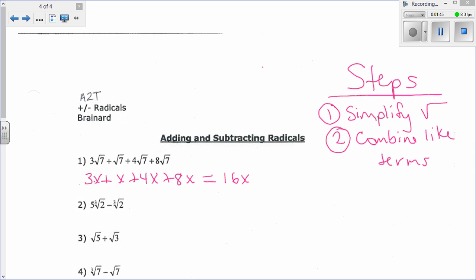So if I go back to the original problem, in place of x, I just put radical 7. So it's 16 radical 7. So I have 3 radical 7s plus 1 radical 7 plus 4 radical 7 plus 8 radical 7. So 3 plus 1 is 4 plus 4 is 8 plus 8 is 16.